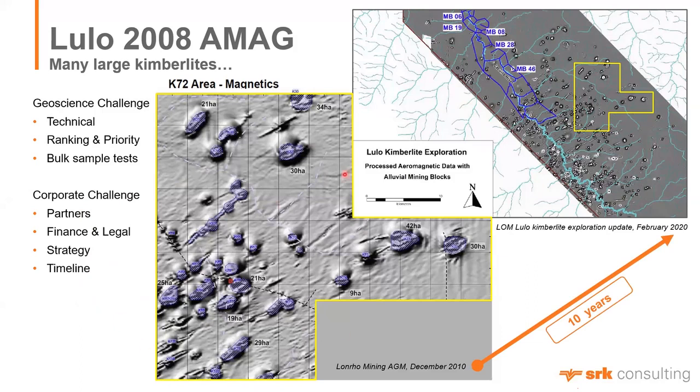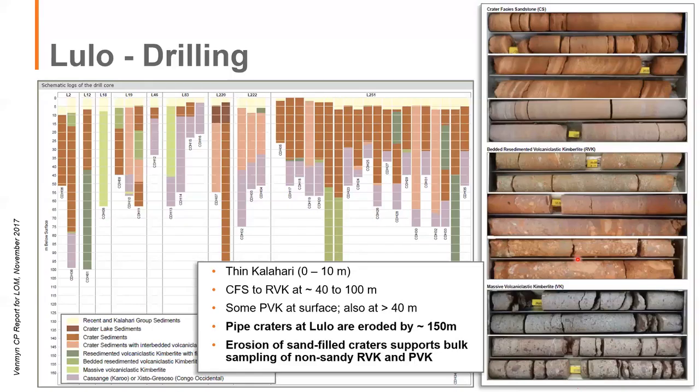They knew about these magnetic targets in an AGM in December 2010. This is their kimberlite exploration update 2020. It's already 10 years past before they actually started to get to grips with these primary sources. When they do, and they drill them, what do they find? They find kimberlites that have been eroded. So they don't find a big thickness of crater facies or RVK. It's about 40 to 100 meters when they do drill them.